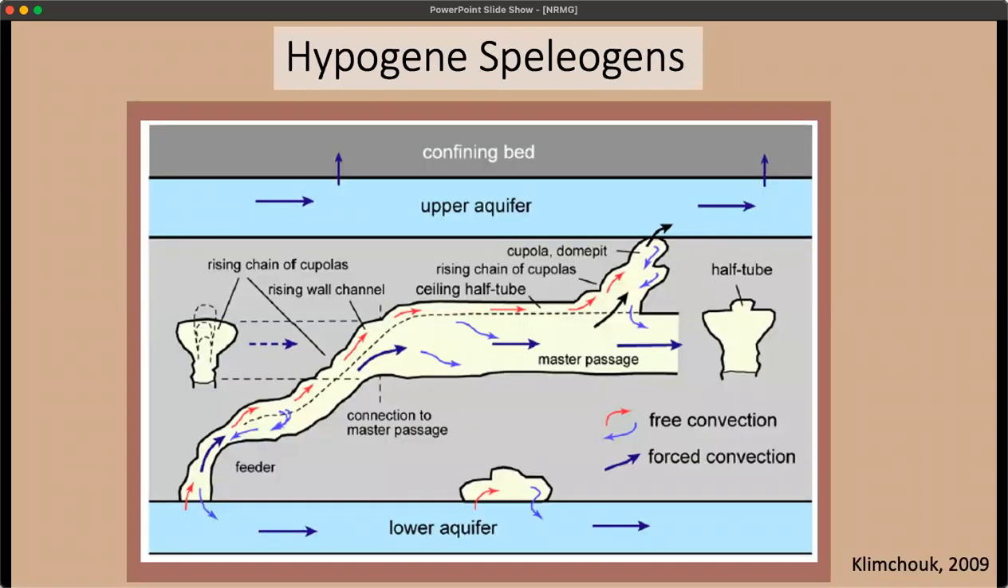Okay, so moving on to speleogens. Speleogens are what is taken away by solutional aggression, creating various different bedrock forms. And again, hypogene speleogens are distinct from epigenic speleogens. This figure from Klimchouk shows a variety of different features you would expect to see in a hypogene cave. We'll come back to this figure several times. We have rising wall channels, which are characterized by a rising chain of cupolas, a dome pit right here, a feeder for the convection, and then ceiling half tubes.